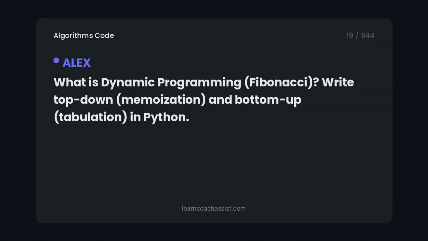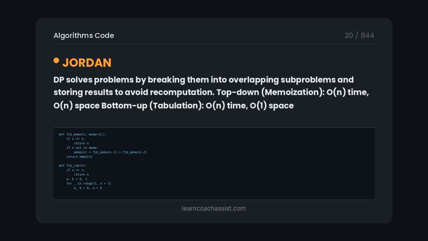What is dynamic programming, Fibonacci? Write top-down, memoization, and bottom-up, tabulation, in Python. DP solves problems by breaking them into overlapping subproblems and storing results to avoid recomputation. Top-down, memoization: O(n) time, O(n) space. Bottom-up, tabulation: O(n) time, O(1) space.